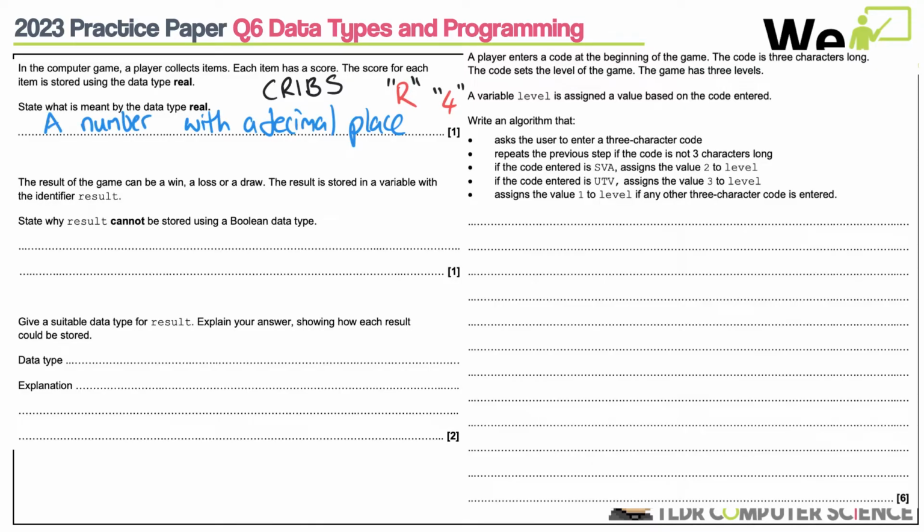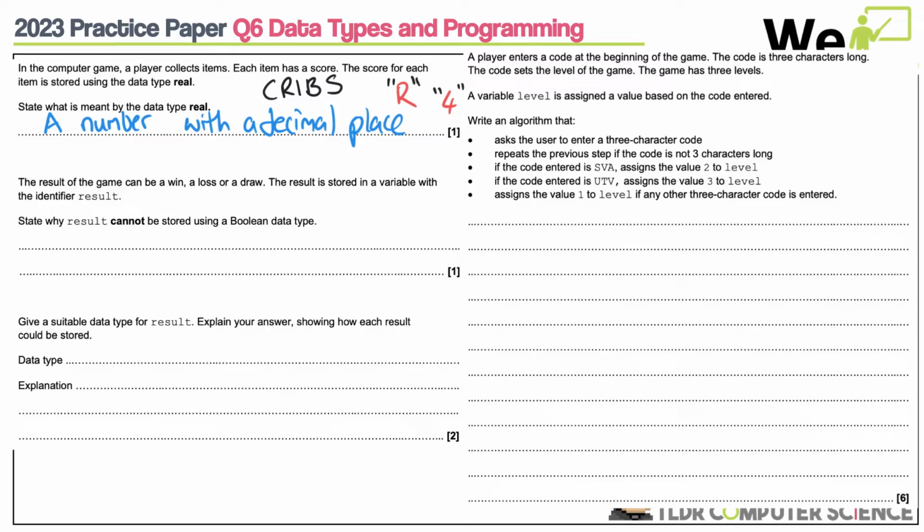The result of the game can be a win, loss, or a draw. The result is stored in a variable with identifier result. State why result cannot be stored using a Boolean data type. So yeah, in Boolean, you can have two states, true or false. True could represent win, false could represent loss. Is that sufficient for this problem? No.